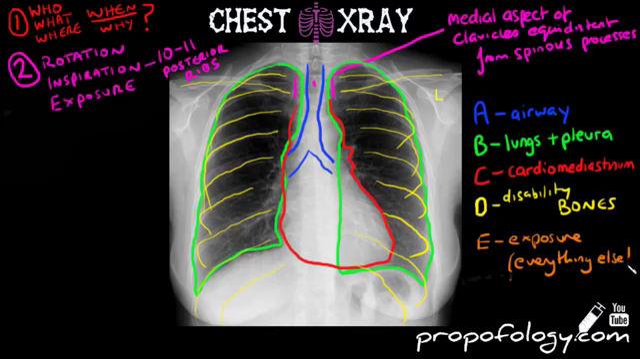You should also take this opportunity to look for any tubes that might have been inserted into the patient, such as an endotracheal tube, a nasogastric tube, or any central venous access.